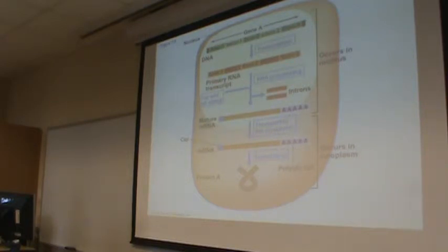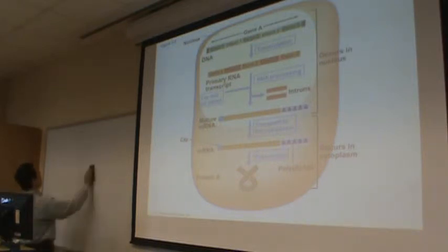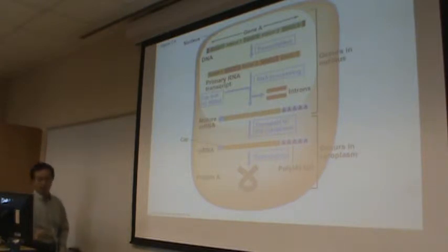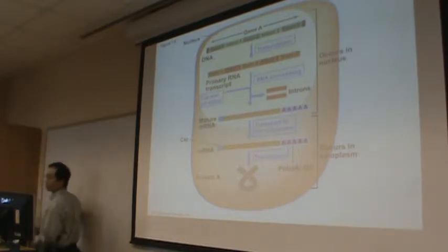Now, if I ask another question, if any two exons out of three can generate a protein, how many protein products can this gene generate? Any two exons of those can give a protein. Basically, how many alternative splicing isoforms can this gene generate? Try drawing it on your paper.